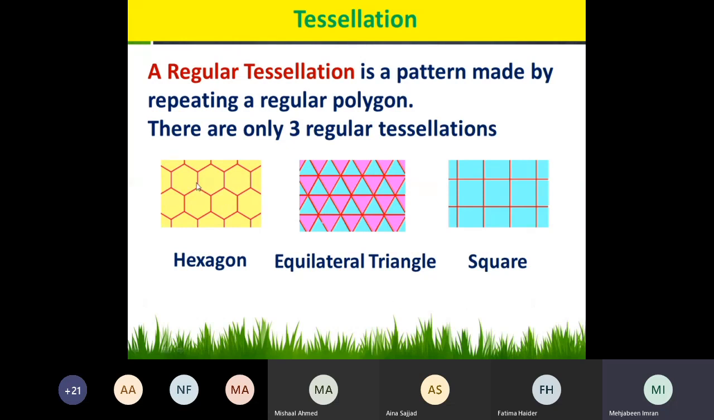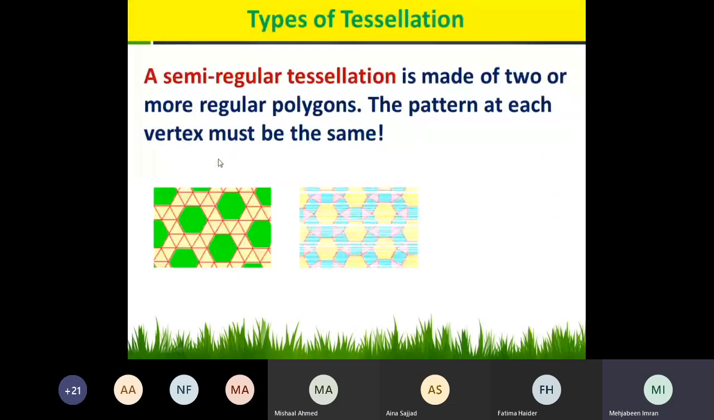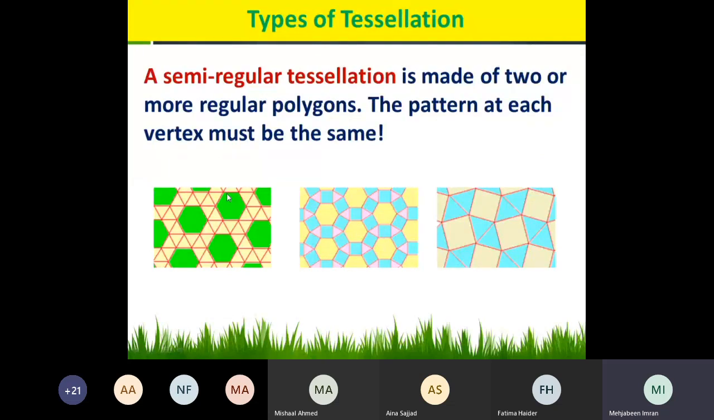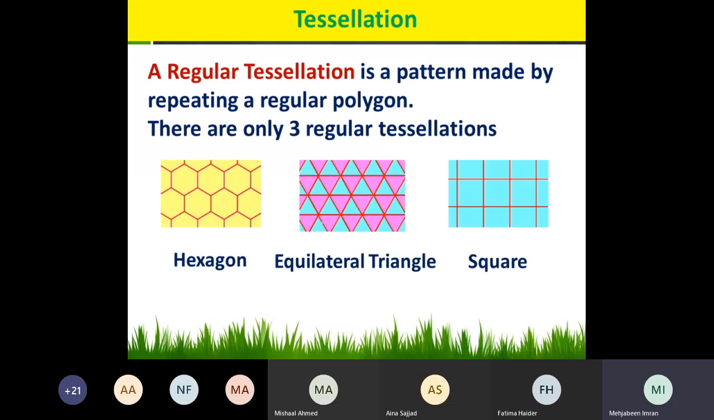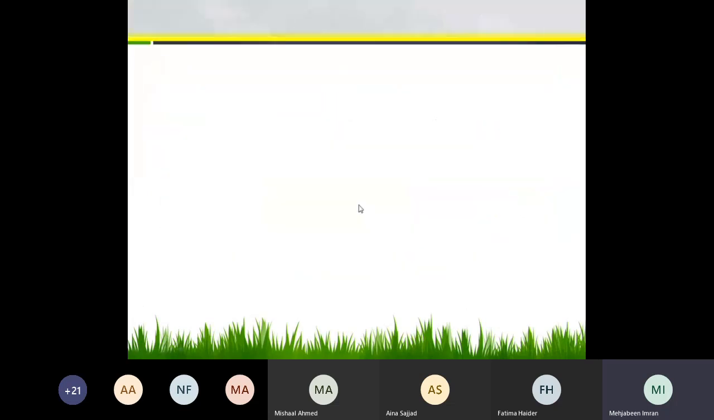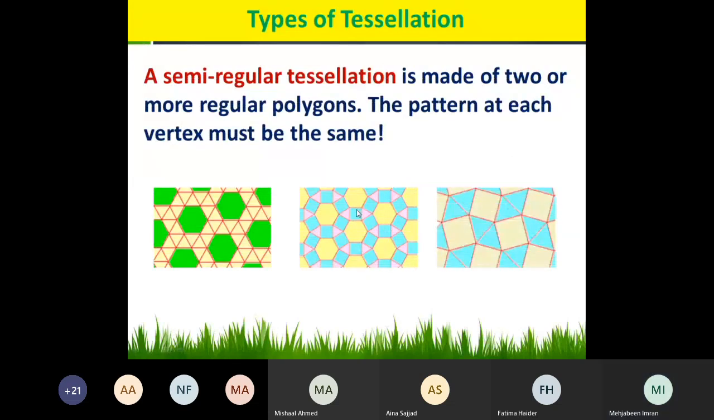Now, regular tessellation is one type and the other is semi-regular. I always call it irregular. You can see it on the screen. Semi-regular is made up of two or more regular polygons. The regular tessellation that I just showed you is made up of only one regular polygon, but a semi-regular tessellation can be made up of two, more than two, even three, four polygons.